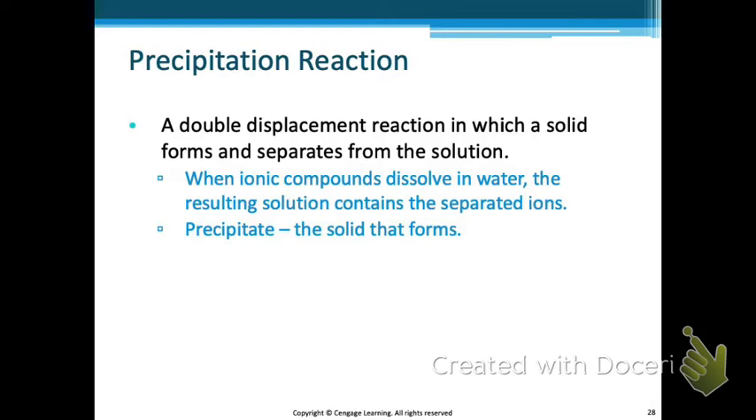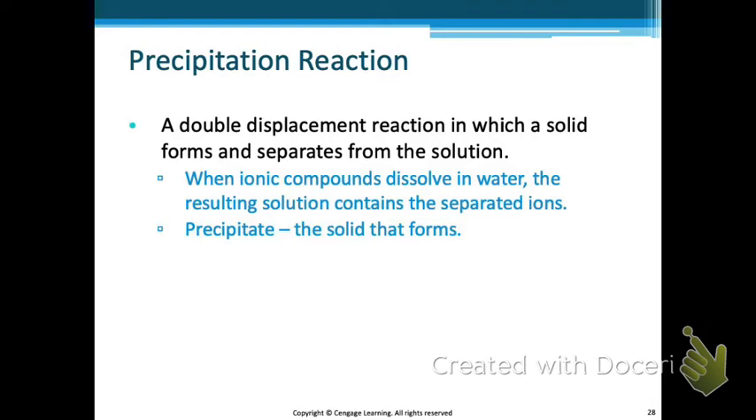So this would be, we combine two aqueous things and then a solid is left, right? So that is a big indicator for us that a chemical reaction has taken place, right? If we start with two aqueous solutions and we end up having a solid, that should be a big clue for us that a reaction has taken place. When ionic compounds dissolve in water, the resulting solution contains separated ions.